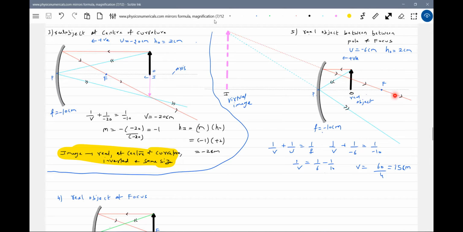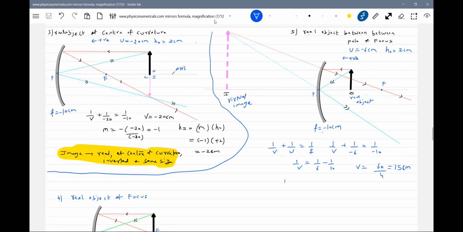And look at these two reflected rays. They're diverging, so therefore the image will be formed as virtual. Look at these two reflected rays. They're converging, so therefore the image formed will be real. So how do we say whether an image is real or virtual? If the image is formed by converging reflected rays, it is a real image. If the image is formed by diverging reflected rays, it will be a virtual image. That's the primary idea of this problem. Okay, I'll write that down.